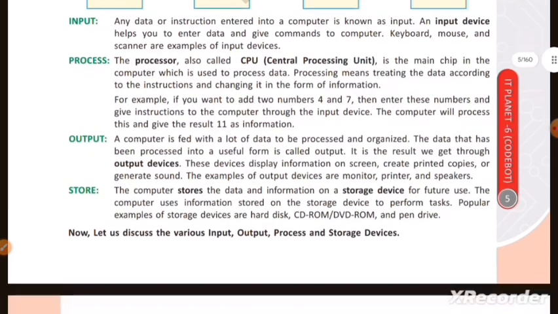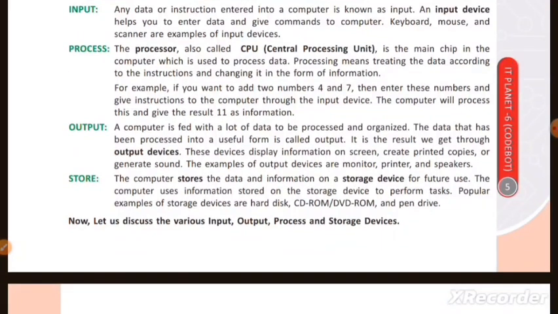And the last one is store. Computer stores the data and information on storage devices for future use. The computer uses information stored on the storage devices to perform tasks. Popular examples of storage devices are hard disk, CD-ROM, DVD-ROM and pen drive.